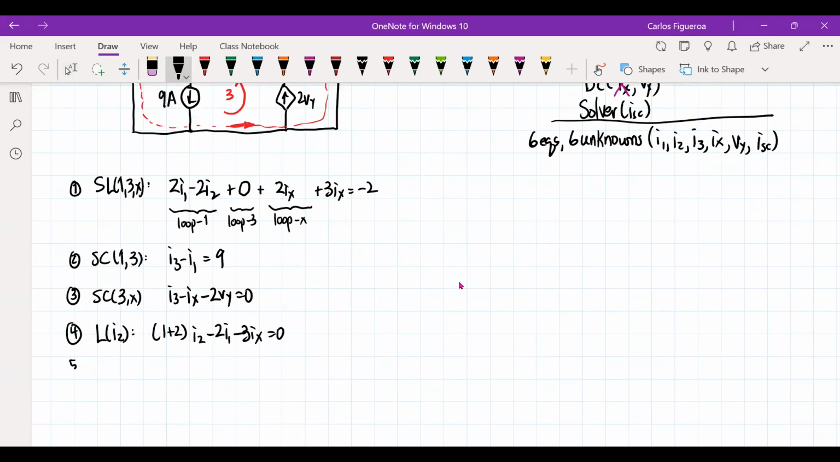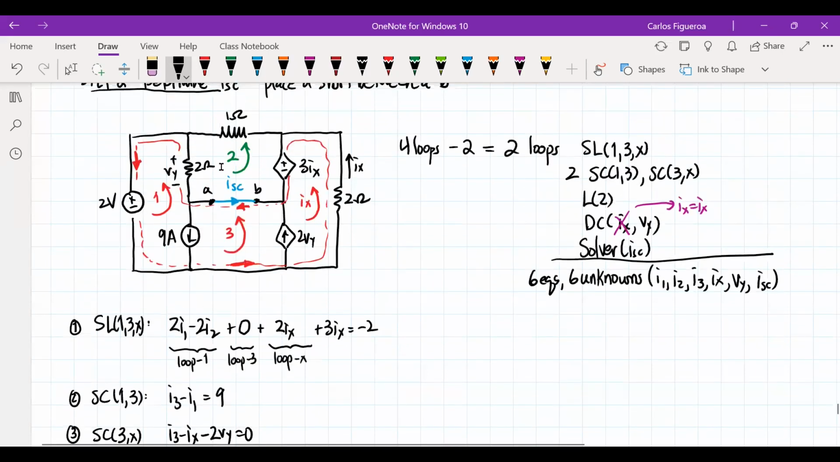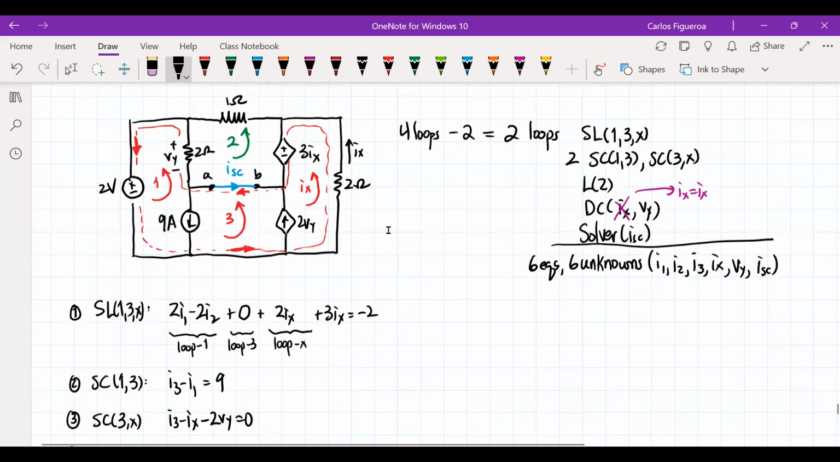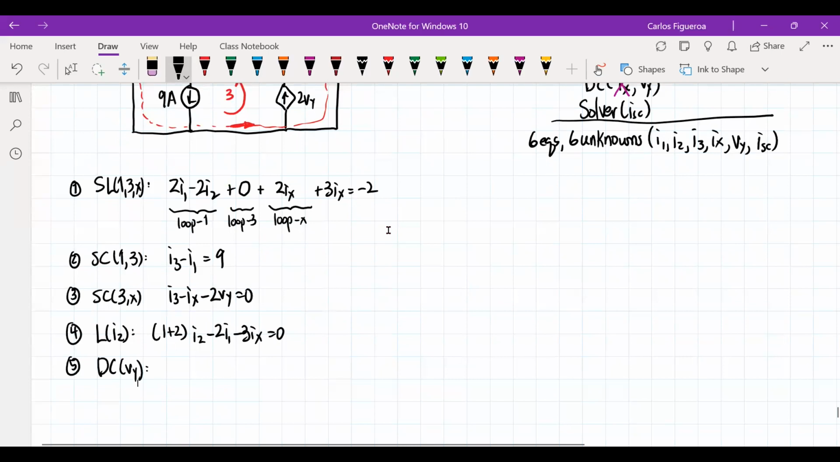Then I have my DC for Vy. So if I look at my DC for Vy, you can see here that Vy has to be 2, the difference between the currents. So therefore, I'm going to write this as 2i2 minus 2i1 minus Vy, and that's equal to 0.